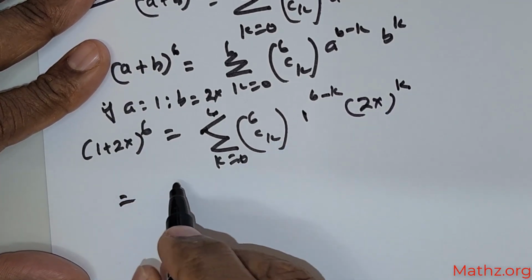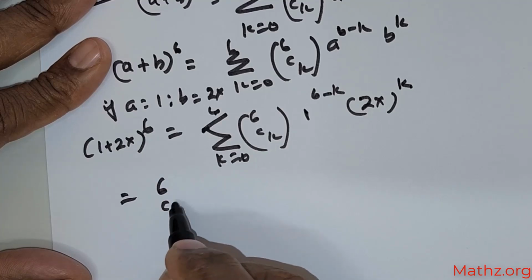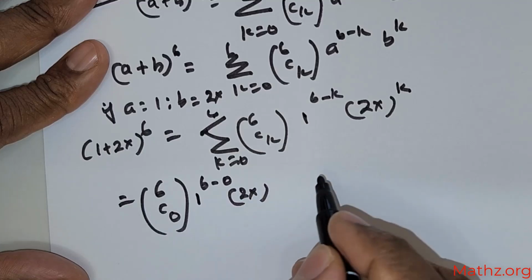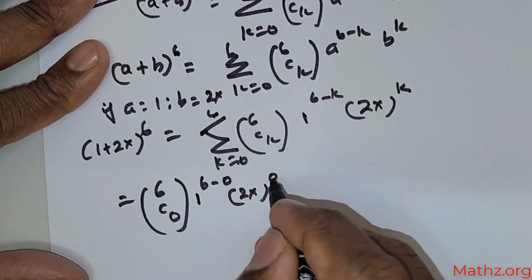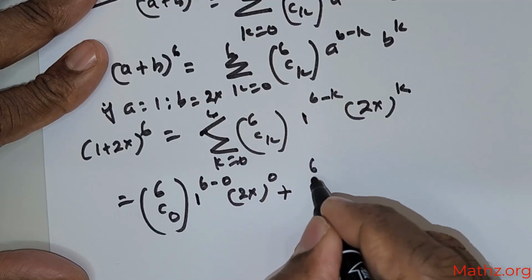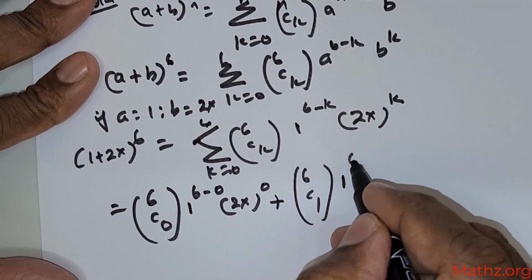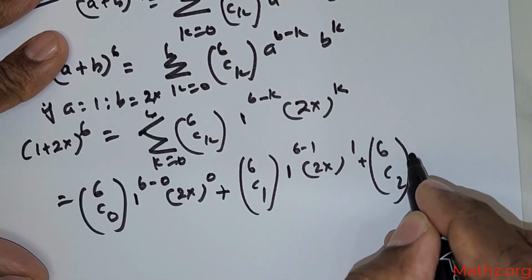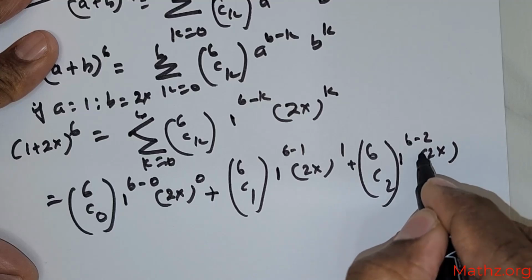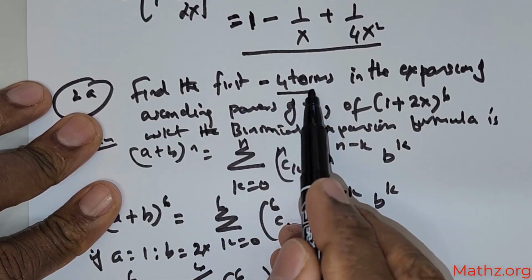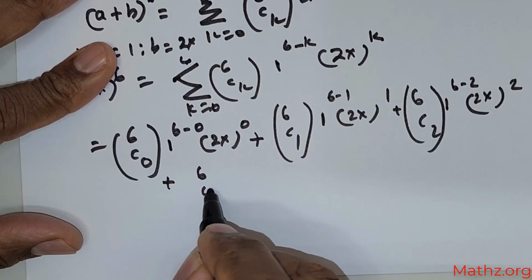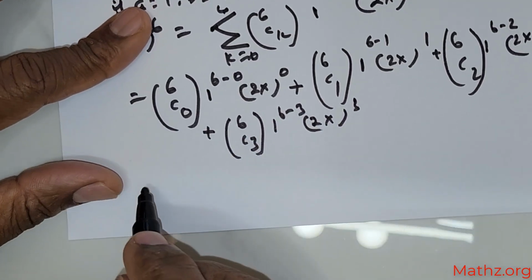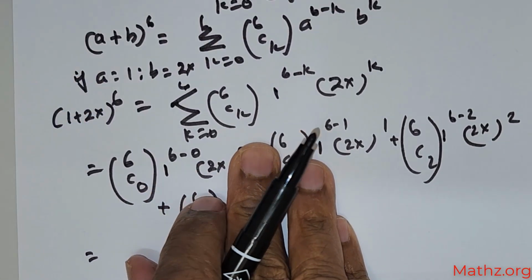So we start with k equal to 0. This is going to be 6C0, 1⁶⁻⁰, (2x)⁰, plus k equal to 1, so 6C1, 1⁶⁻¹, (2x)¹, plus 6C2, 1⁶⁻², (2x)². 4 terms are required, so plus 6C3 times 1⁶⁻³, (2x)³. Now we need to calculate these things, right?